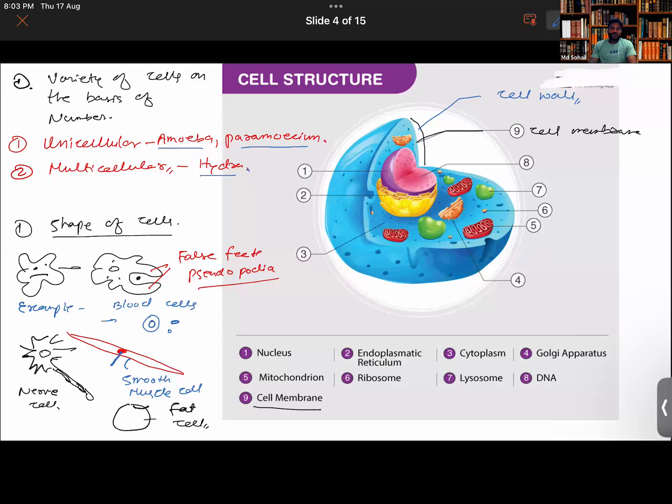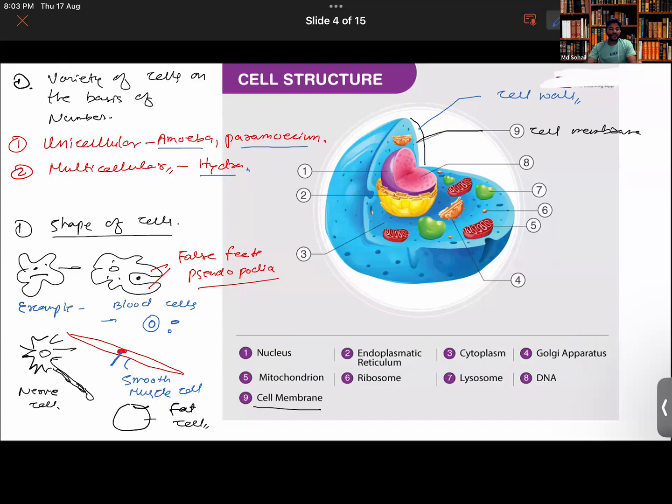Now, talking about the size of cells, let's talk about them as well. Like earlier, I gave you the example of an ostrich egg. In fact, that is the biggest single cell, right? So their sizes also vary, right?